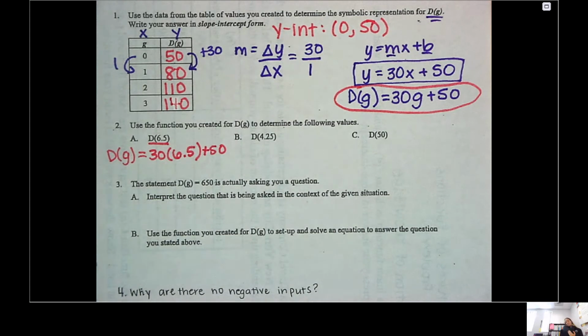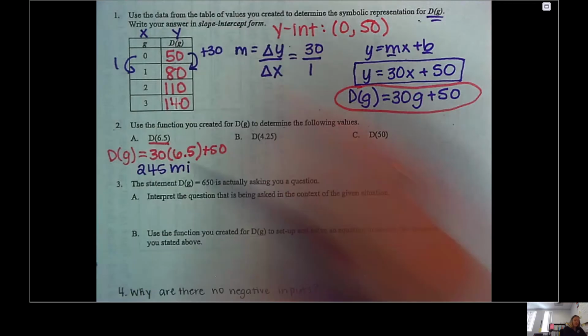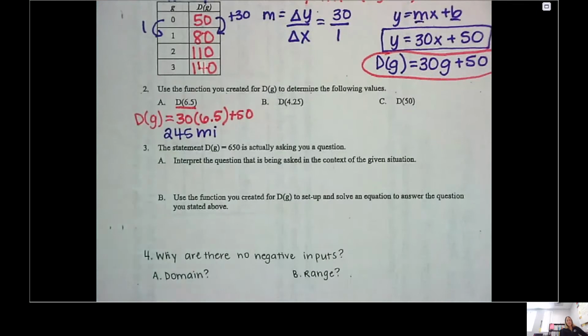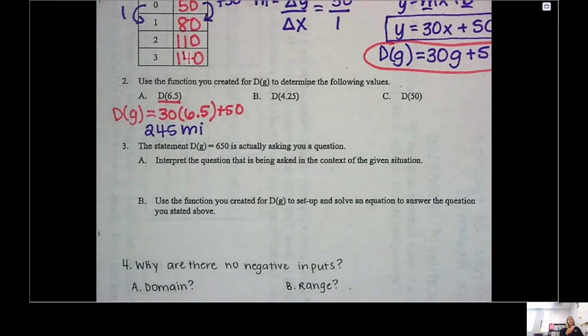What did you get? 195. Whoa. I got 245. Times 6.5. Make sure it's multiplied. And then you forgot to add your 50. So this one is 245 what? Miles. Okay, can you do those two? Can you do B and C? Try B and C. And then we'll see if we get the same answers. All you're doing is plugging it into the equation.